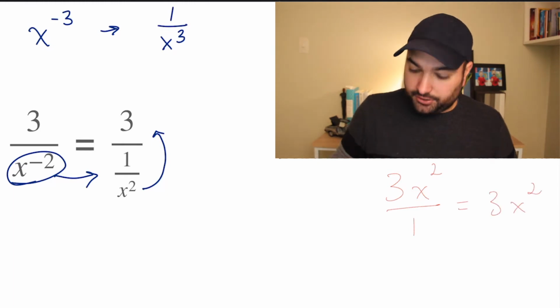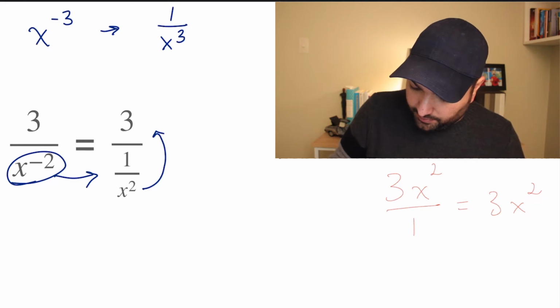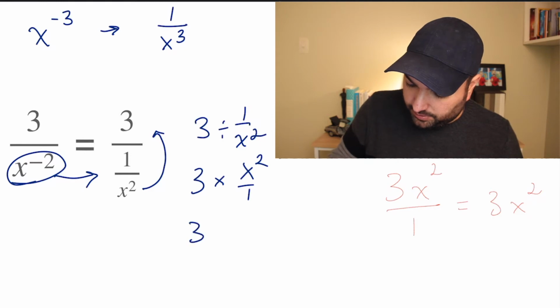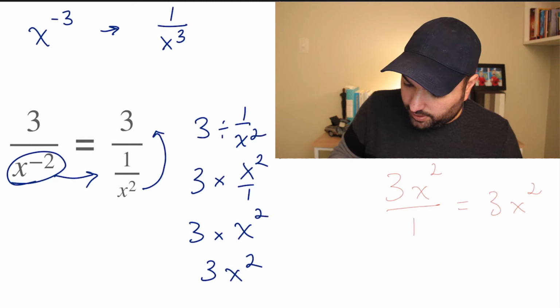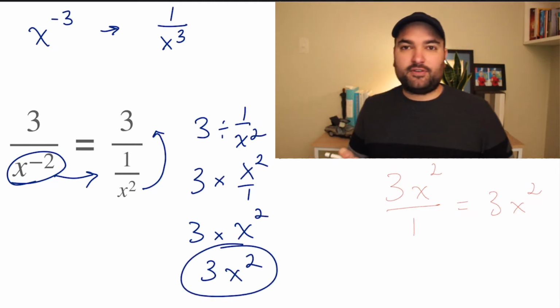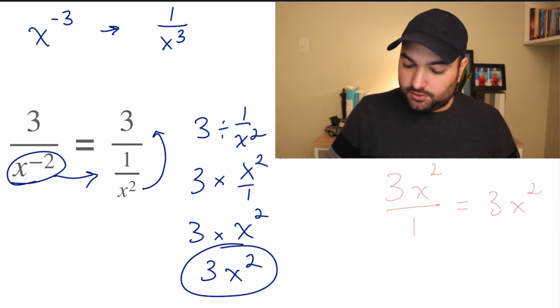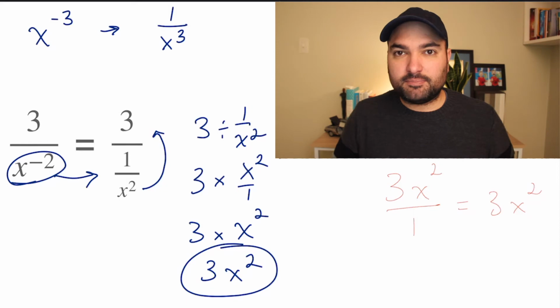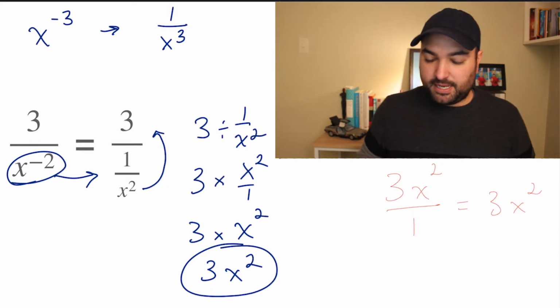Let me go the long way and show you that this works. We have 3 divided by 1 over x squared. Then we'll have 3 times x squared over 1, which is really just 3 times x squared, and that will be 3x squared. What we're looking at here is how to simplify expressions that have a negative exponent in the denominator. And we're going to use the little rule that we figured out using numbers to make it simpler and faster, because we don't want to keep expanding these things out.